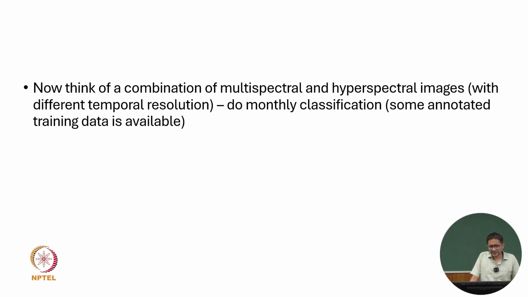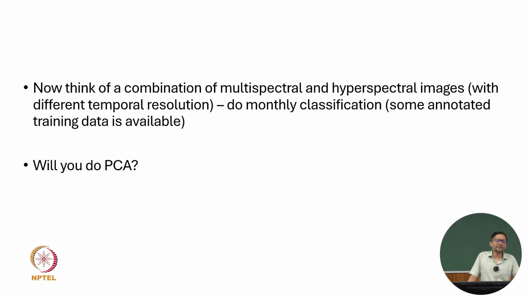So now think of this: for this particular month, we have a combination of multispectral and hyperspectral images, which is quite possible, right? Let's say we have multispectral Sentinel-2 images taken every 5 days apart. So we have, let's say, 4 or 5 multispectral images. Let's say we also have hyperspectral images, with an improved resolution of 10 days. So we have, let's say, 2 or 3 of these hyperspectral images, right?